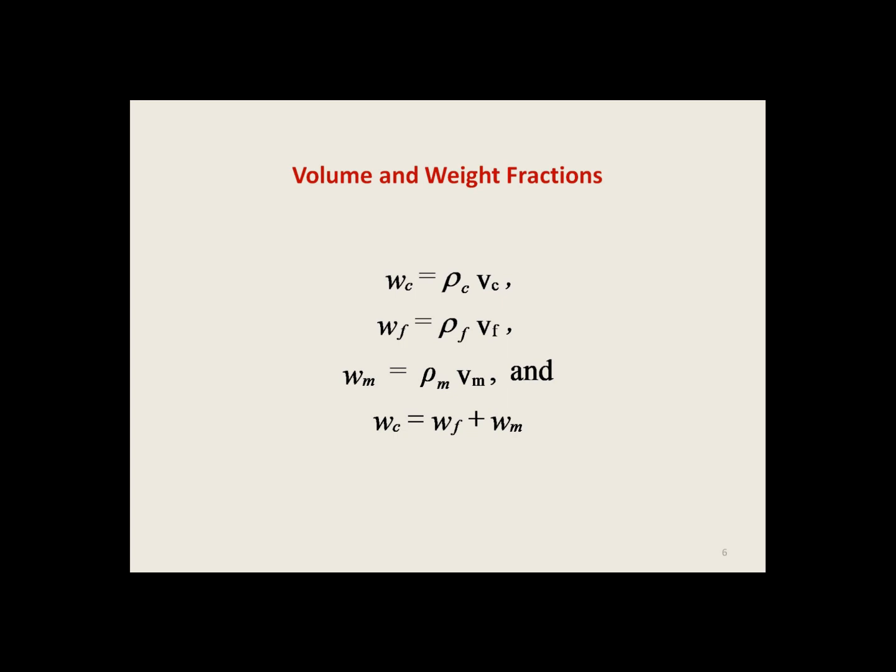From the definition of the density of a single material, we can correlate these two, Wc and Vc, as Wc equals rho c Vc, and similarly Wf equals rho f Vf, and Wm equals rho m Vm, and finally, which we had already discussed, the sum of Wf plus Wm equals Wc.